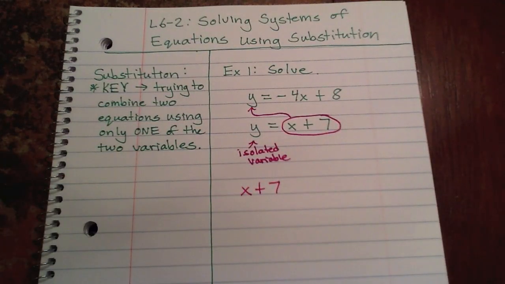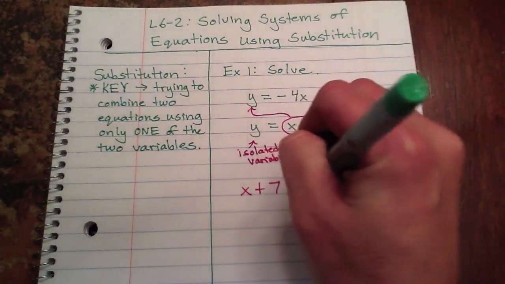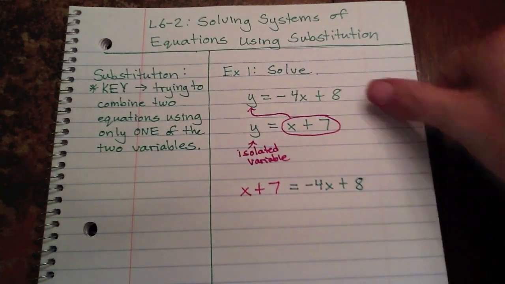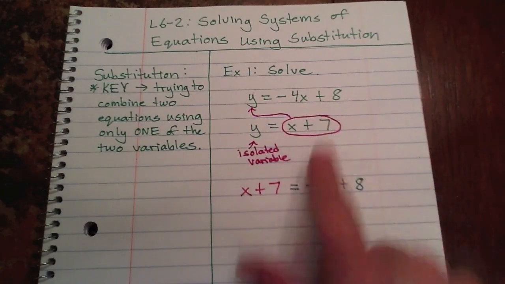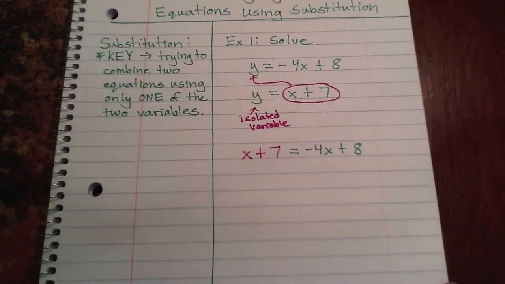And then I'm going to write the rest in green on that one just so you kind of see where I got that x plus 7. Equals negative 4x plus 8. There's my y, and there's the other side of the equation, equals negative 4x plus 8. Now you just solve for x.